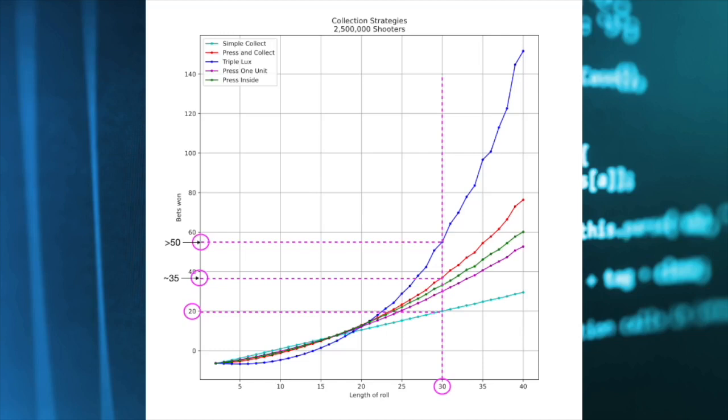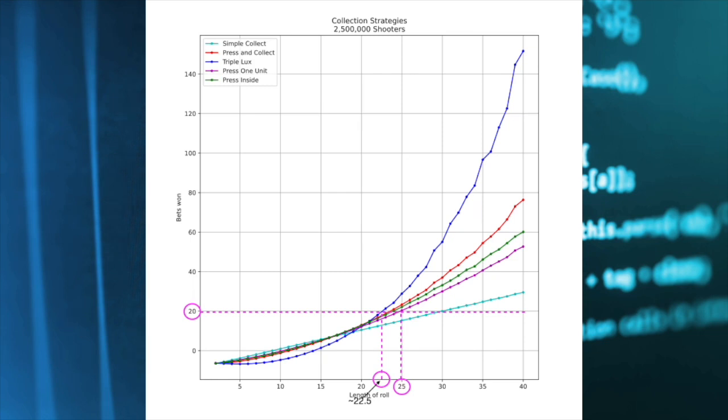For instance, let's say you want to win 20 bets, or $200. You go across from the 20 and see that Triple Lux takes about 22 or 23 rolls to get there, while Press 1 Unit takes 25 rolls, and Simple Collect takes 30 rolls. For now, you can see that for long rolls, the Triple Lux strategy is far and away the best. It starts out slowly, but after 22 or 23 rolls, it really takes off.